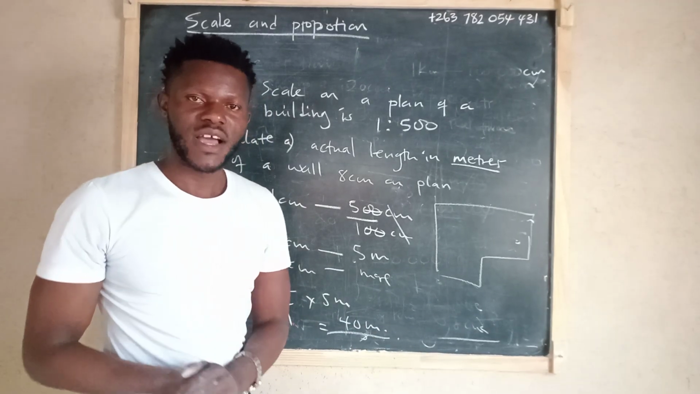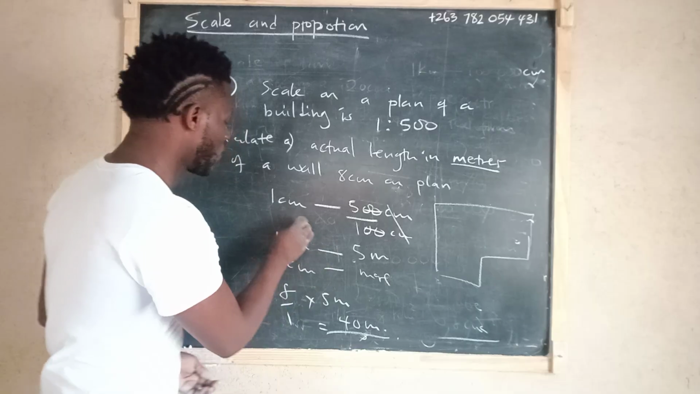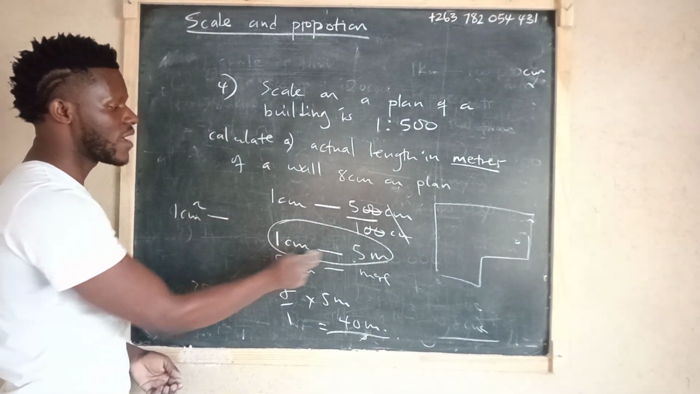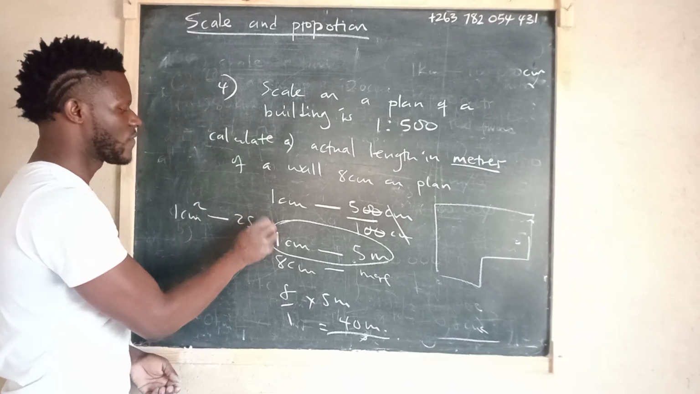The same applies when you are asked to calculate area. You will be squaring this one. For areas, it will be 1 square centimeter representing 5 squared, 25 square meters.